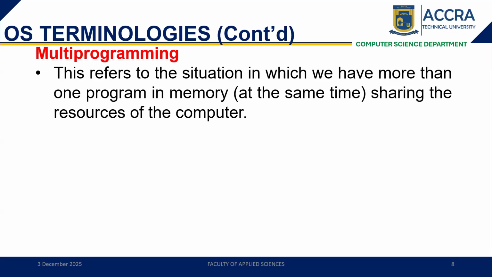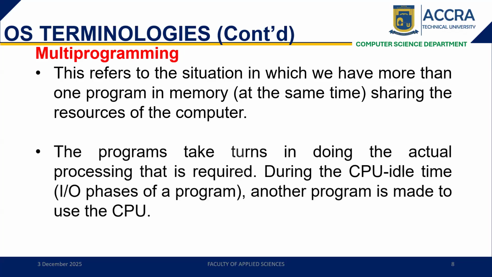It looks at all of it and is able to take care of it without any problem. So the programs normally take turns in doing the actual processing that is required, because you cannot use more than one program at a go. Whatever you do with a particular personal computer, once you're a user, there will be one particular thing that you are doing at a time. That is it. So the CPU can be idle at a particular time. You call it CPU idle time when it doesn't have anything to process.